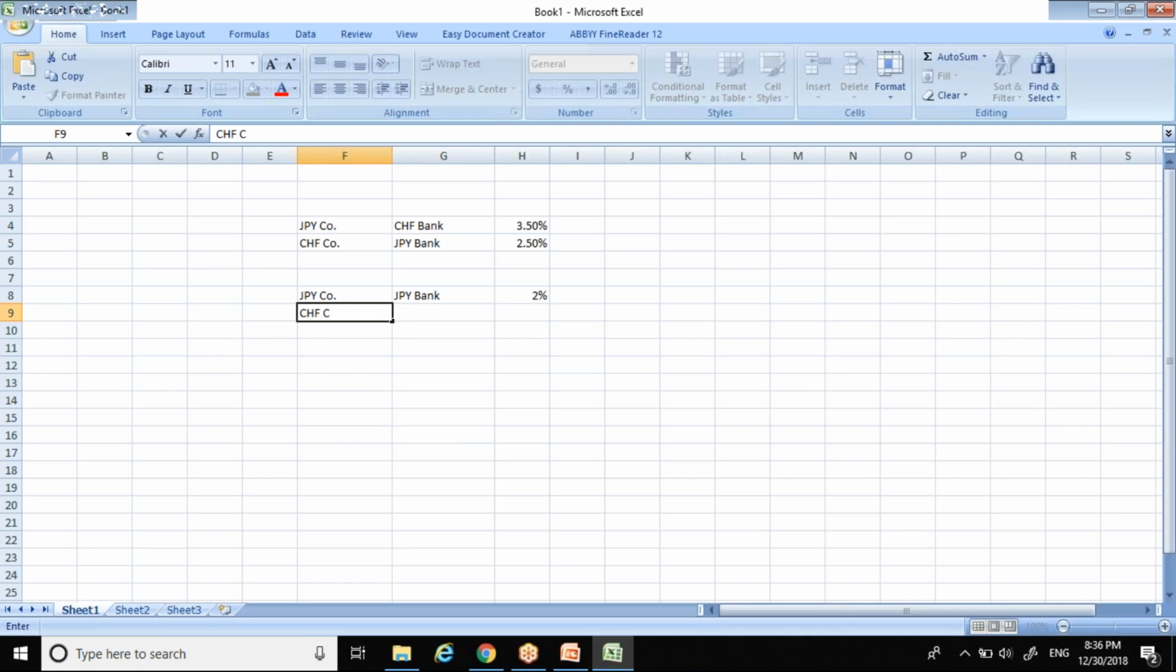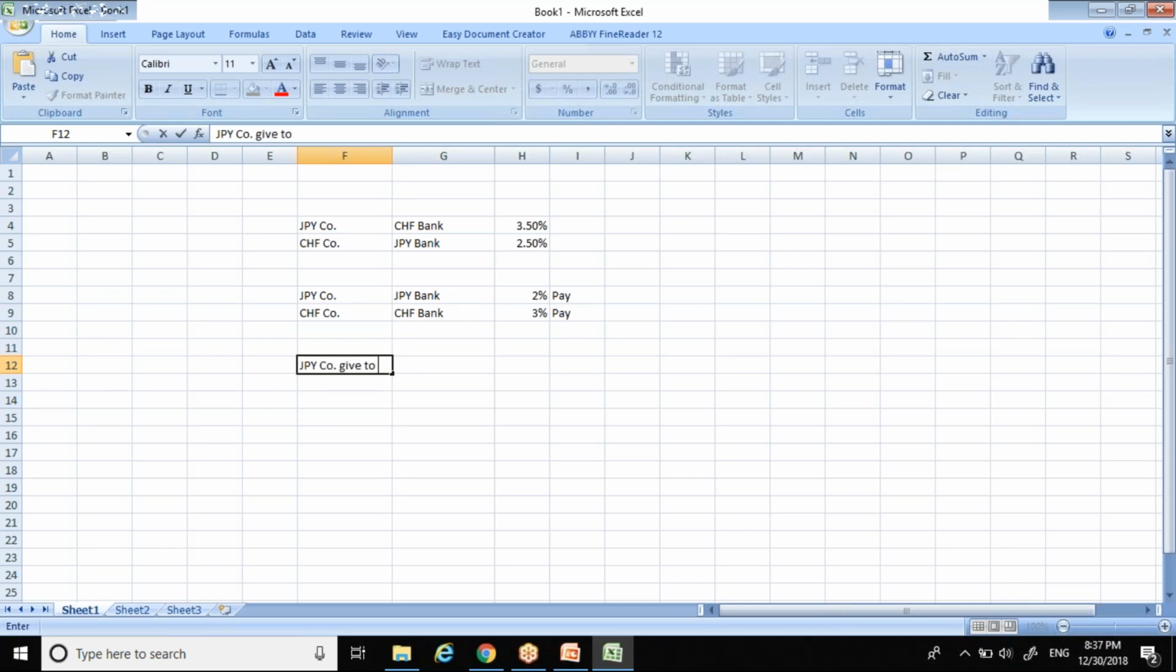The CHF company has Swiss franc, and if they go for a CHF loan in their local country from a CHF bank, let's suppose they give it to them for 3%. So now the CHF company will pay 3% and the JPY company will pay 2%. So they have taken the loan. Now what do they do? The JPY company gives this money to the CHF company.